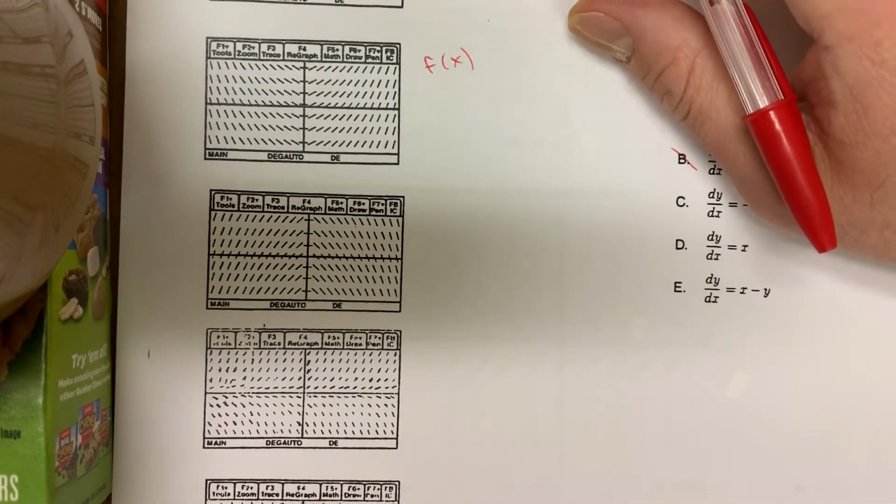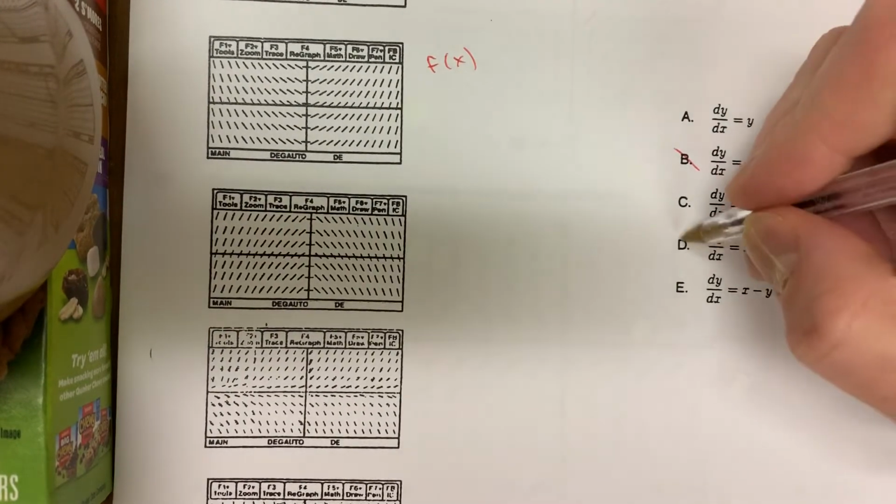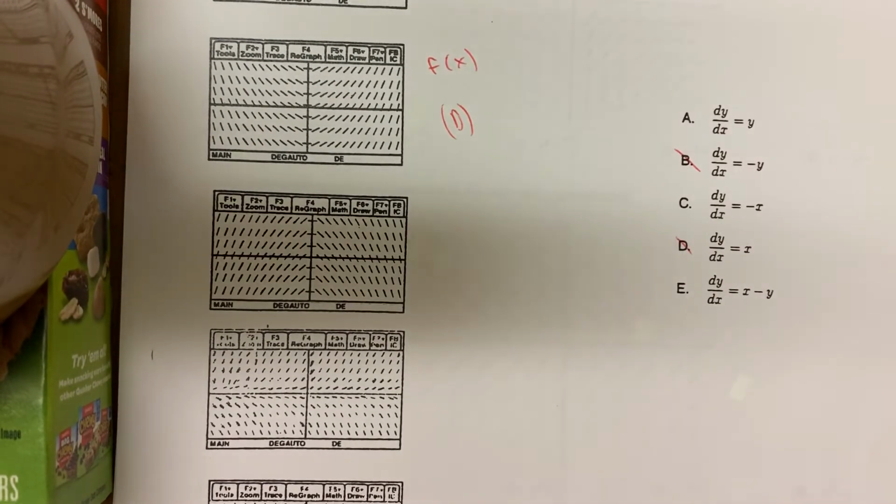So you want to take a positive x, plug it into the derivative in terms of x, and get a positive back. That's going to be d right here, okay?